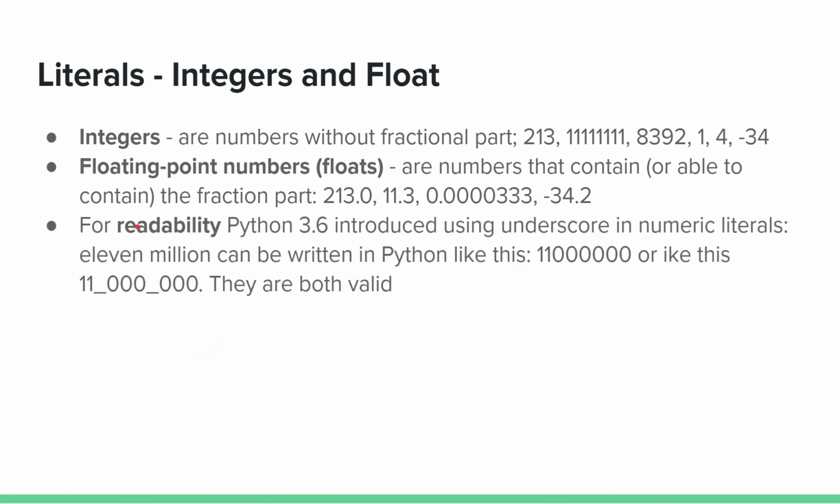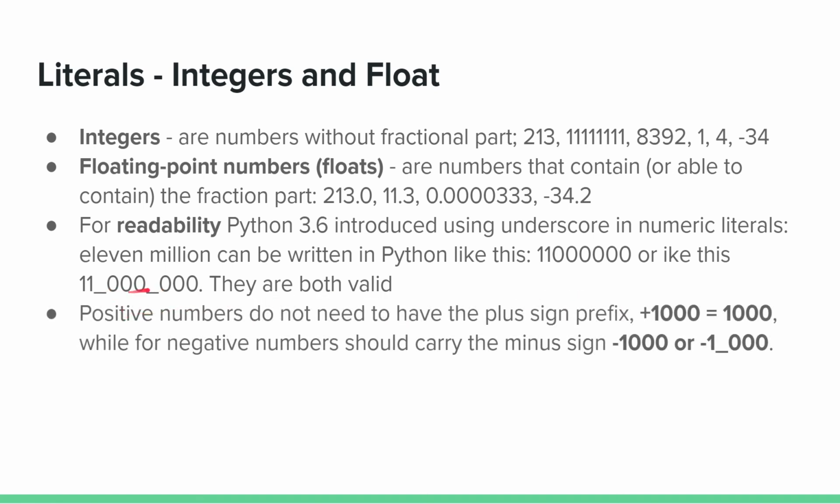For readability, from Python 3.6 and above, we started using this underscore so as to be able to read numbers. For instance, this is 11 million, and unlike just having it jam packed like this, where you have to squint your eyes to know, okay, is this 11 million or 1 million or that's 1 billion? So exactly, we have this underscore to help us be able to read our numbers, and yes, it is valid in Python.